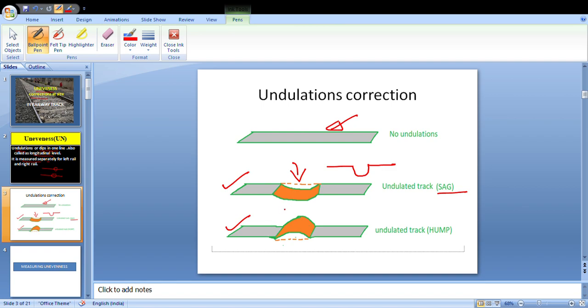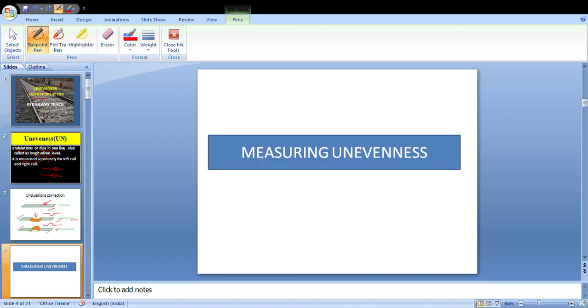You see this picture, here you have a hump. The track has gone up like this, opposite to a sag. So this is an undulated track, this is an undulated track, and this one is a non-undulated or uniform track. From these pictures you got some idea about what is undulation or unevenness.